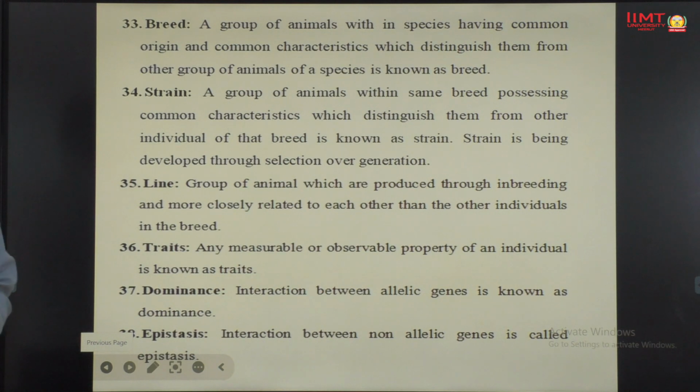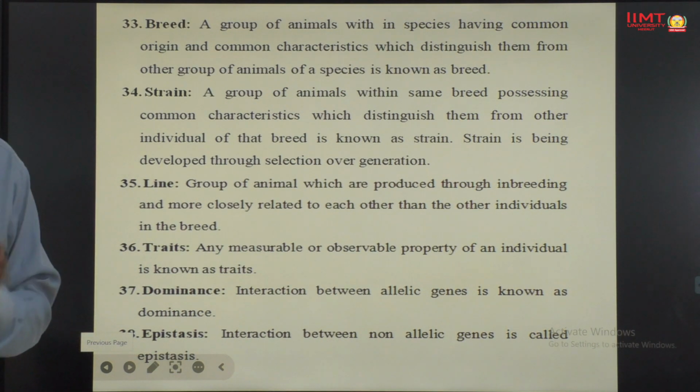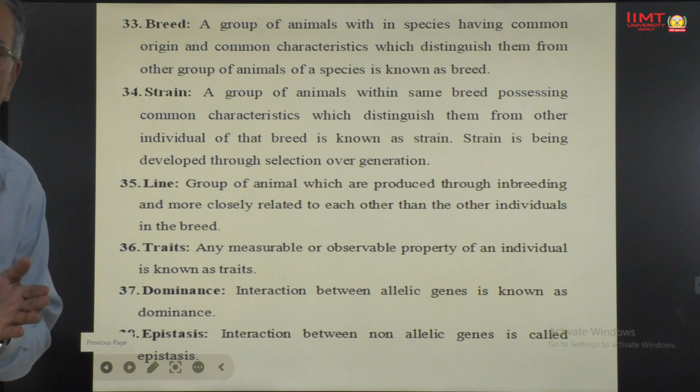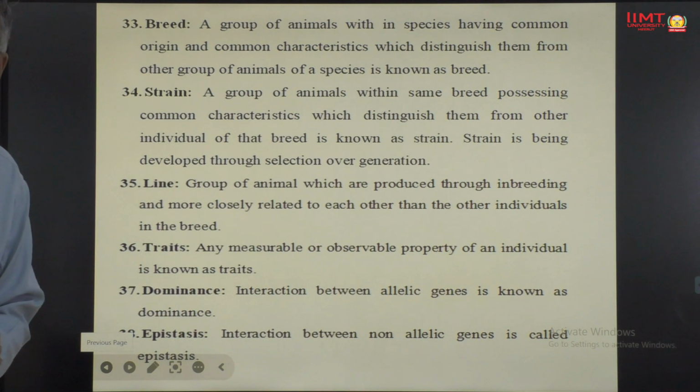What is line? A group of animals produced through inbreeding. The inbred lines are more closely related than other animals of the same breed. I repeat again, what is line? A group of animals which are produced through inbreeding. Such animals are more closely related than other animals of the same breed.